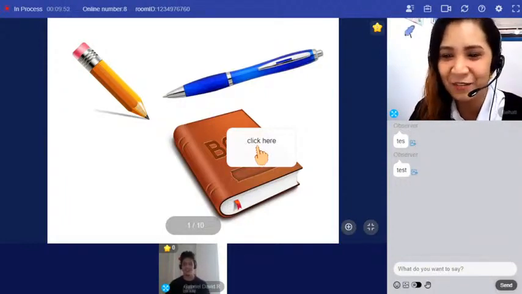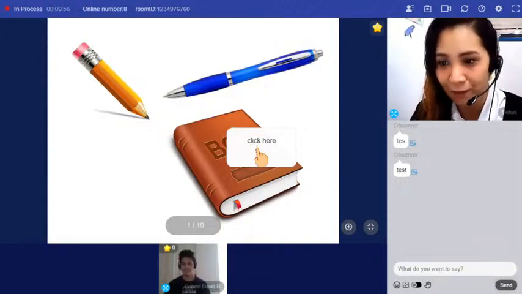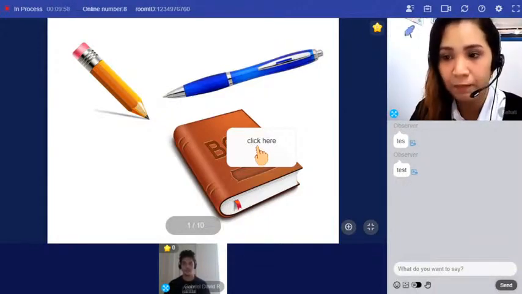What does the verb to talk mean? The verb to talk means to speak.